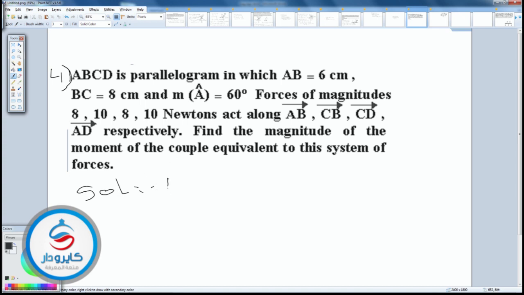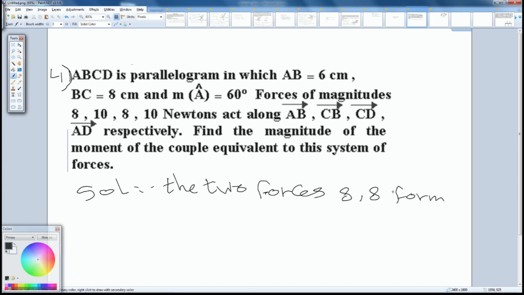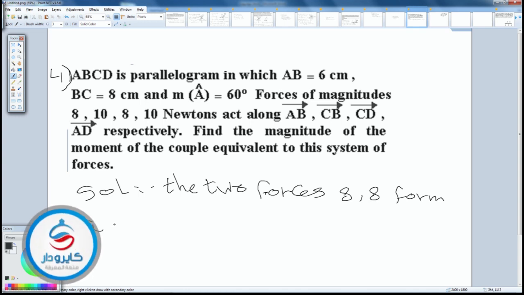The two forces 8 and 8 form a couple. Let the magnitude of its couple be vector M1.